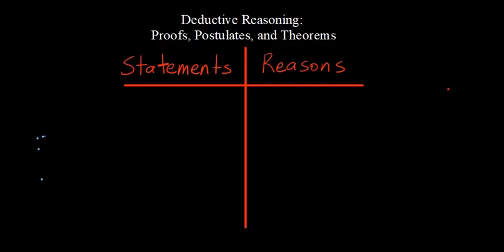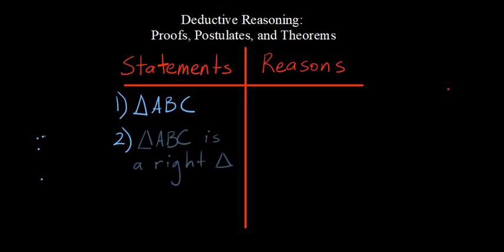Proofs in geometry are set up in two columns. Statements are on the left, and reasons are on the right. The statement column is where we put our conditional statements. This lays out our argument. So, for example, with that right triangle we had a minute ago, my first statement might be, if I've got my triangle ABC, remember it had that 90-degree angle, then that triangle ABC is a right triangle. All of my statements follow this if-then pattern that we learned about with our conditional statements.